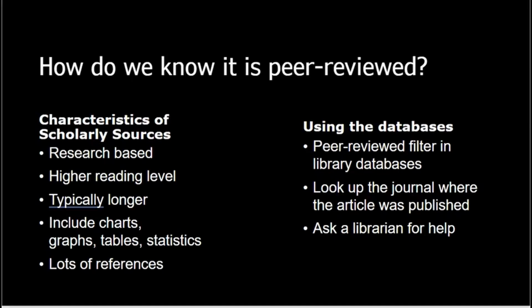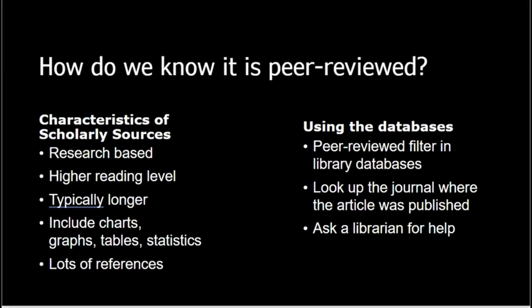In the library's databases, there is often a filter to narrow down to peer-reviewed articles. This can be a helpful, quick way to know an article is peer-reviewed. Unfortunately, Google Scholar does not have that filter. So you will need to do some extra searching to figure out if an article you find on Google Scholar is peer-reviewed.